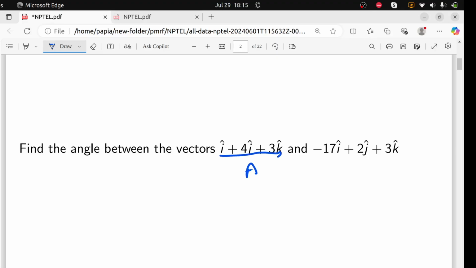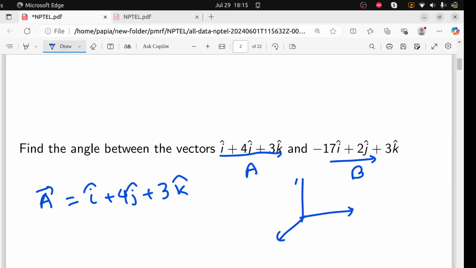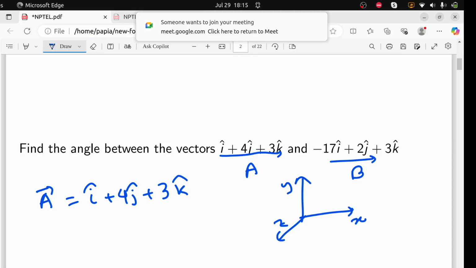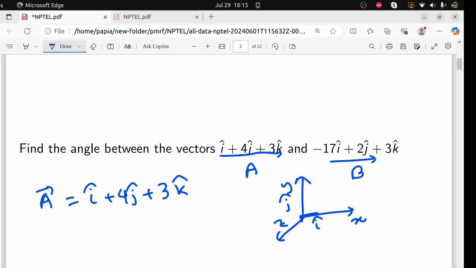So let me write here A, and let me write here B. So A vector is what? i cap plus 4 j cap plus 3 k cap. If some of you do not know what i cap, j cap, k cap are, these are the unit vectors along the x axis, y axis, and z axis. If I have the three coordinate axes x, y, and z, then the unit vector along the x axis is i cap, along the y axis is j cap, and along the z axis is k cap.